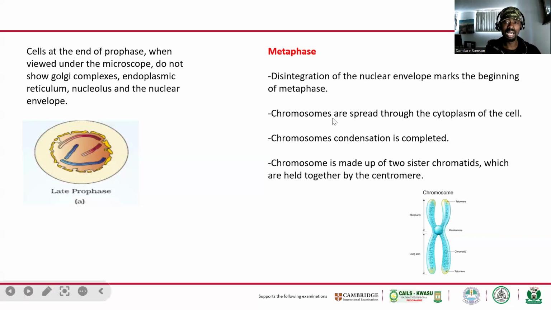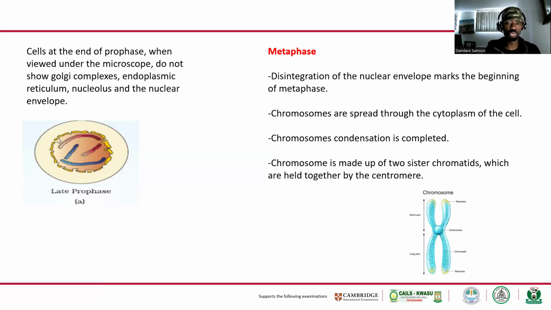Now, chromosomes are spread through the cytoplasm of the cell, everywhere through the cytoplasm. Why? Because there is a job for them to do. They need to start coming together, forming a full chromosome that can be easily seen. Now, chromosome condensation is completed. At metaphase, the chromosome condensation is now complete.